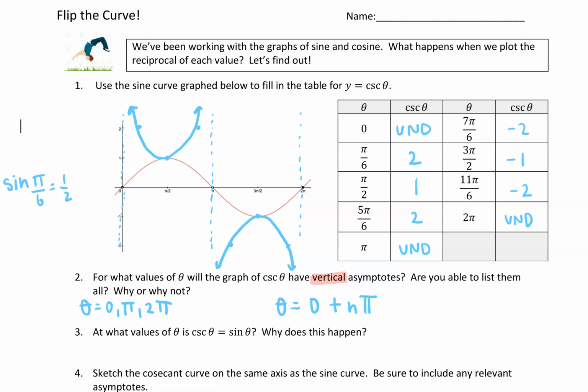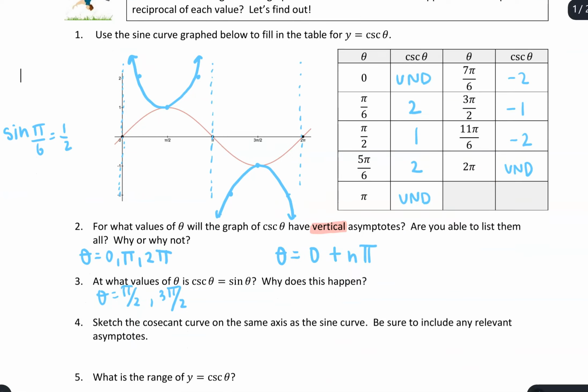All right, and for what values of theta are cosecant and sine going to be equal to each other? Pi over 2. Good deal. So pi over 2 and 3 pi over 2, 5 pi over 2. Yes. Because they're reciprocals. So the reciprocals of 1 are just going to be 1, and negative 1. Okay. And I already graphed that for you. Kind of skipped that step there.